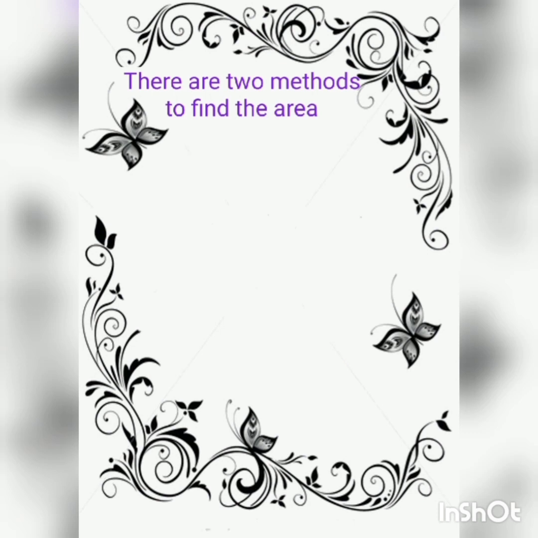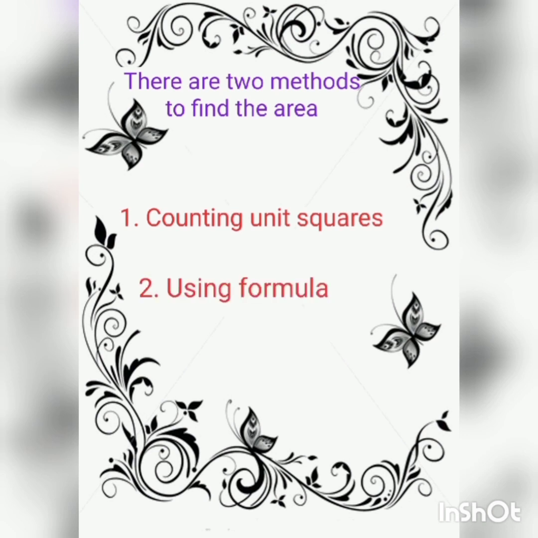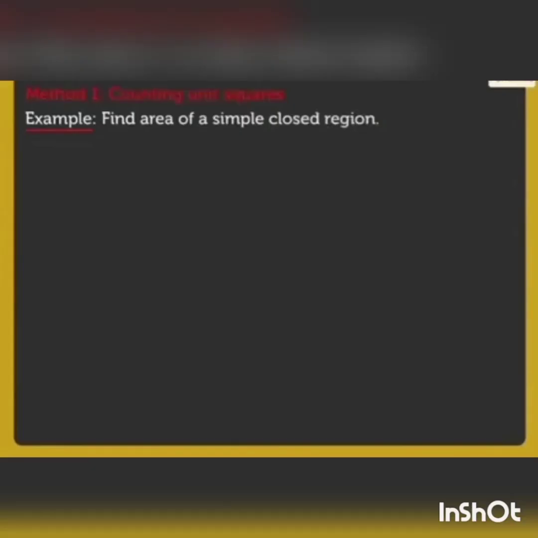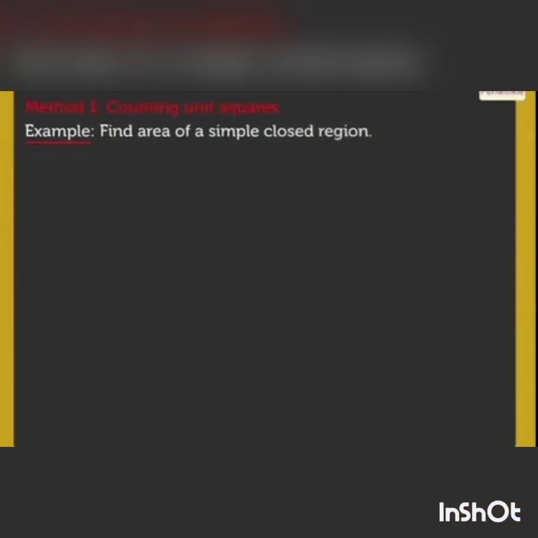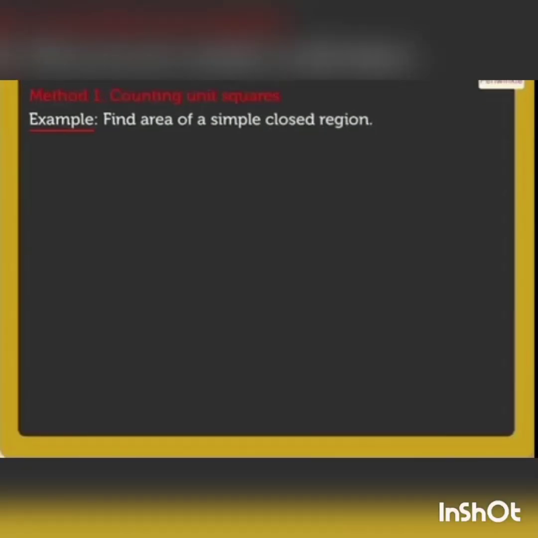There are two methods to find the area. First one, counting unit squares. Second method, using formula. First, let's see how to find the area of a simple closed region by counting unit squares, when the region is divided into unit squares.